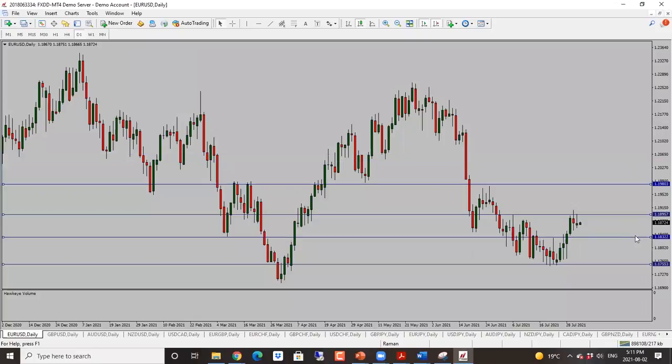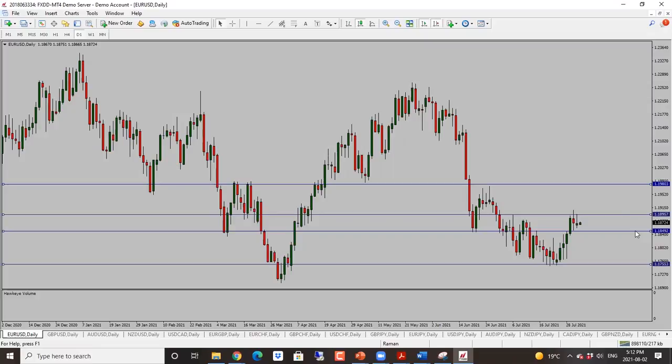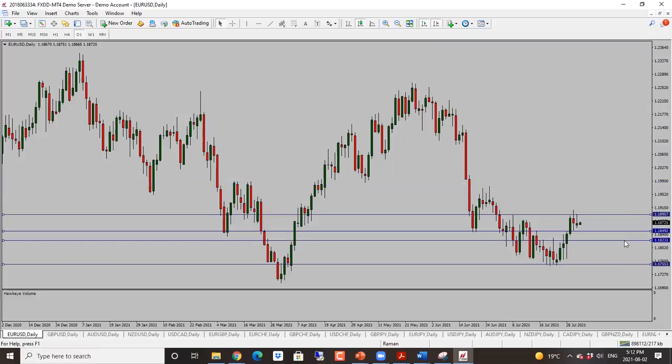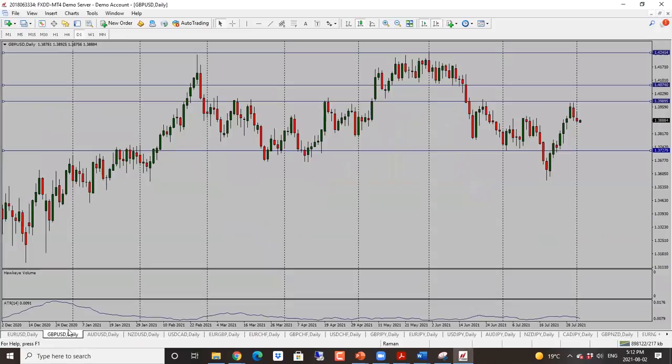In terms of the targets here, the first target would be 1.1850, and then below that, we are looking at 1.1820. So neutral to bearish bias here for euro dollar. However, it could go and retest the high once again, and that's where we need to be careful. It can do this, so watch out. 1.1850 and 1.1820 are the two targets here.